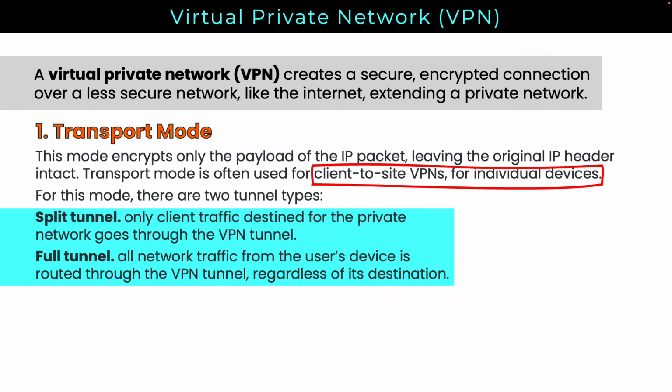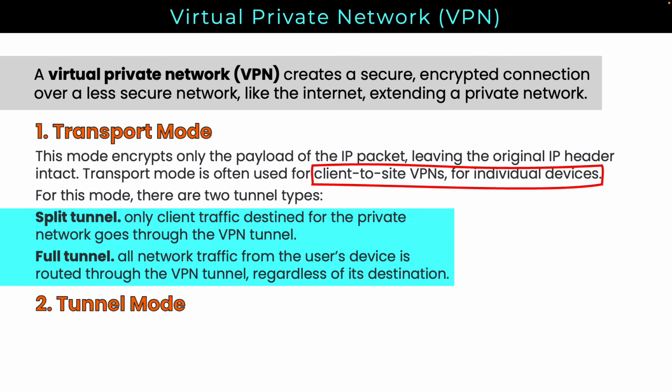And then the full tunnel, where all network traffic from the user's device is routed through the VPN tunnel regardless of its destination. That's going to give us more control over what's happening with the user's activity on that machine. If we're filtering internet browsing, for example, if we want to keep our users away from dangerous websites, dangerous services, we can use that full tunnel mode.